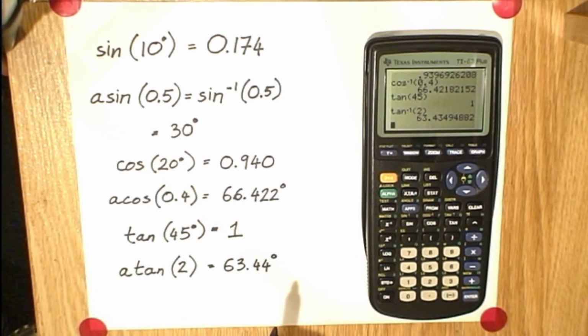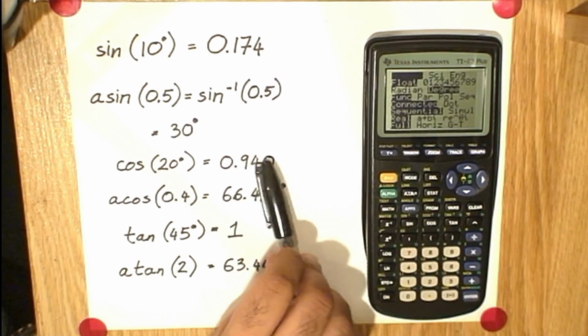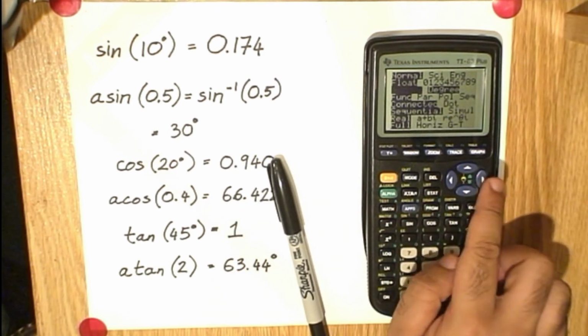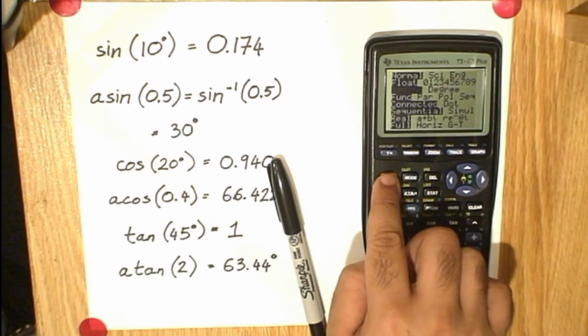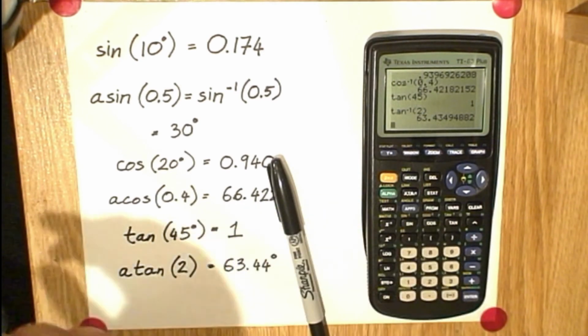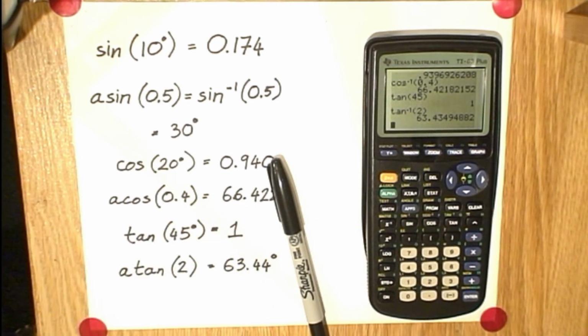Now, all of these techniques we just saw being done using degrees. If we need to use radians, which is the other unit for measuring the sizes of angles, it's easy to do. We would click on mode and change the mode from degree to radian and press enter. Then second quit.